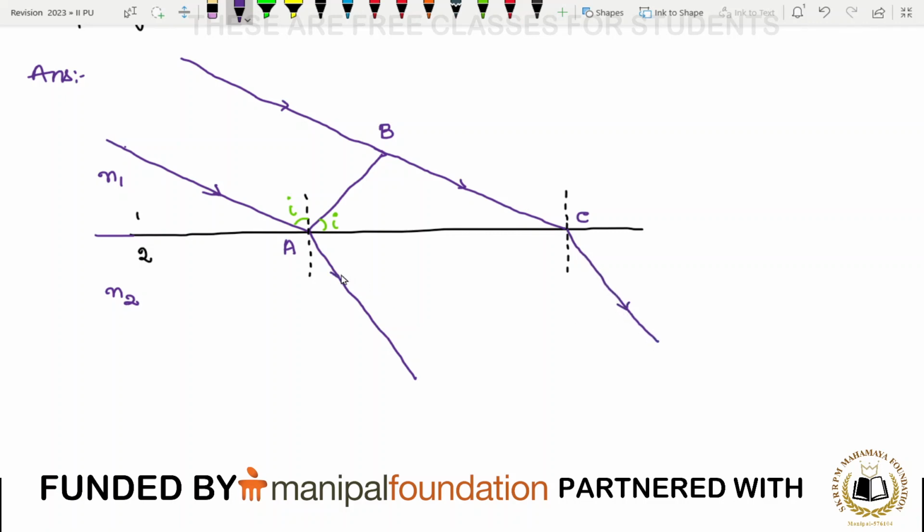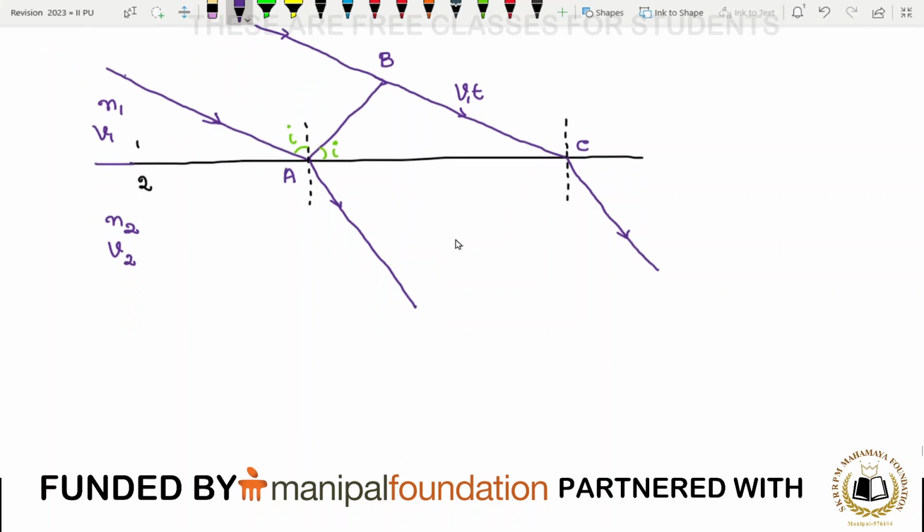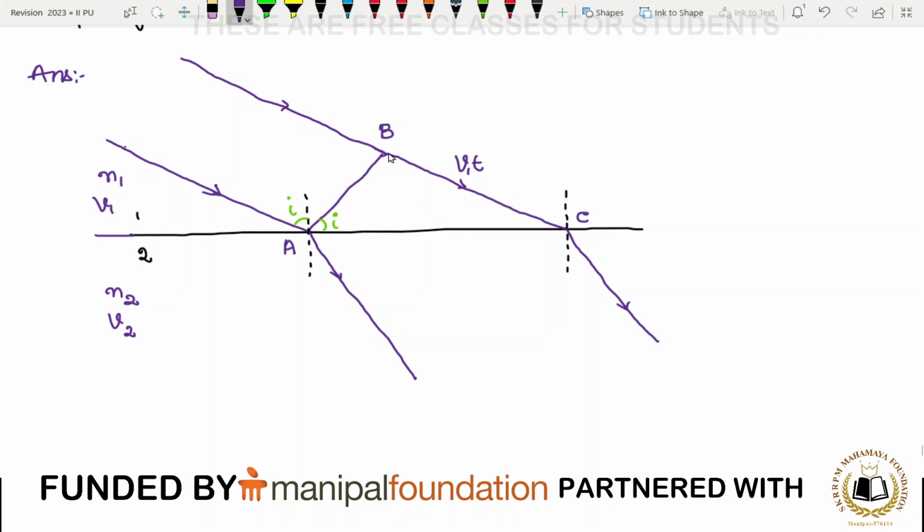Now what is this length? Speed of the light in this medium is how much here? V1, and speed of light in denser medium how much? V2. So this length becomes how much here? V1 into T. Now we'll join the length from here B to C, that is V1T.